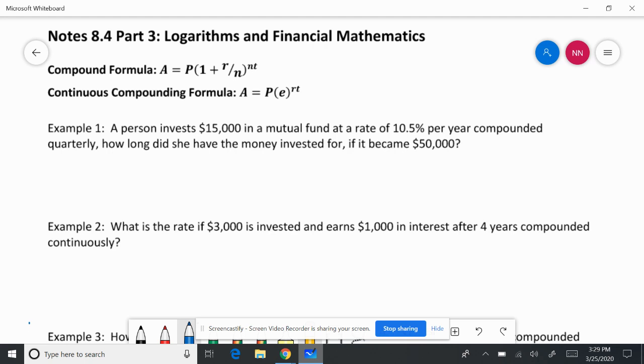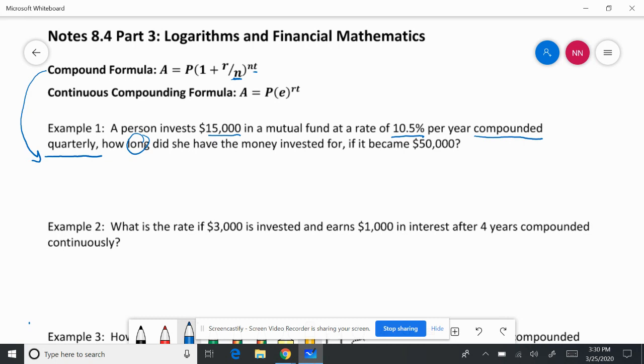Now what we're going to be doing is we're going to have both of the formulas, and we have to decide which formula and what we're solving for. So for example one, it says a person invests $15,000 in a mutual fund at a rate of 10.5% compounded quarterly. So the compounded quarterly tells us which formula we're going to use. We're going to use our first formula because compounded quarterly means that we're going to plug a value in for n. How long did she have the money invested for? How long means that we're solving for the time.